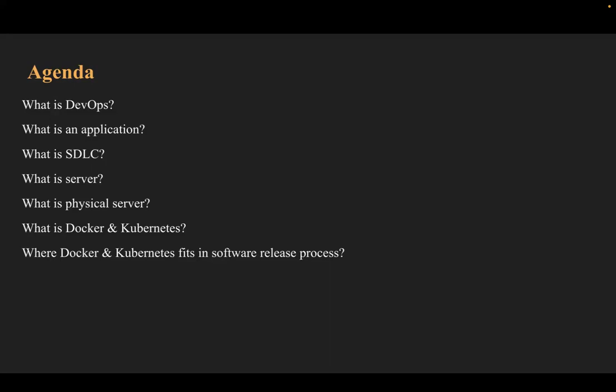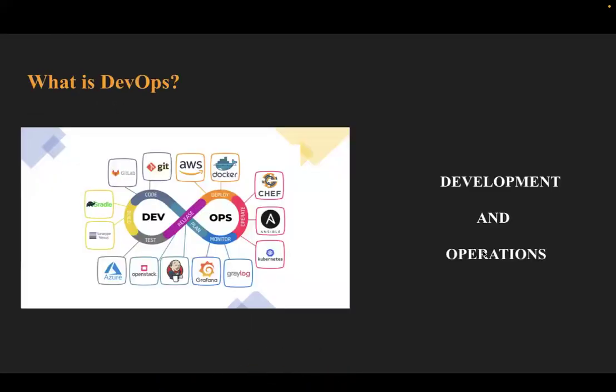And operations means maintaining the infrastructure, maintaining the servers regularly, providing the security patches, and regularly releasing the updated applications onto the servers. So that comes under operations. That means maintenance. Maintenance means operations. That is DevOps: development as well as operations.